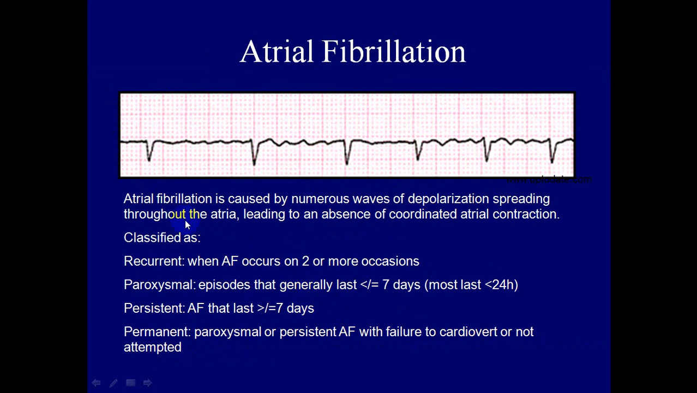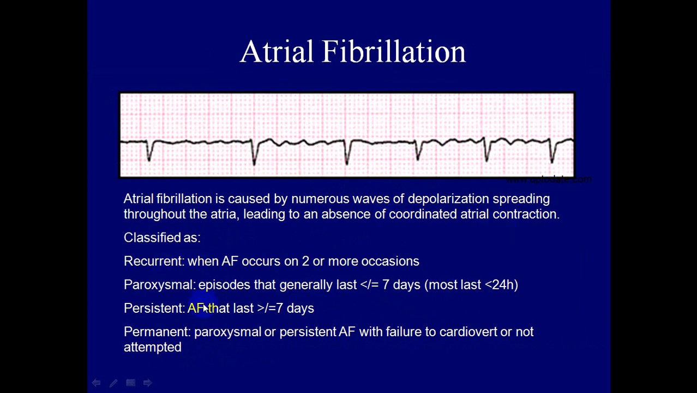Coming again to this, the rate is actually slow; if we calculate 15 squares times, it is less than 100. But these undulations sometimes look coarse like that, other times the baseline is fine. This is what is called the small F wave, and this is atrial fibrillation. Atrial fibrillation is caused by numerous waves of depolarization spreading through the atria in a chaotic, erratic fashion, leading to absence of coordination of atrial contraction.